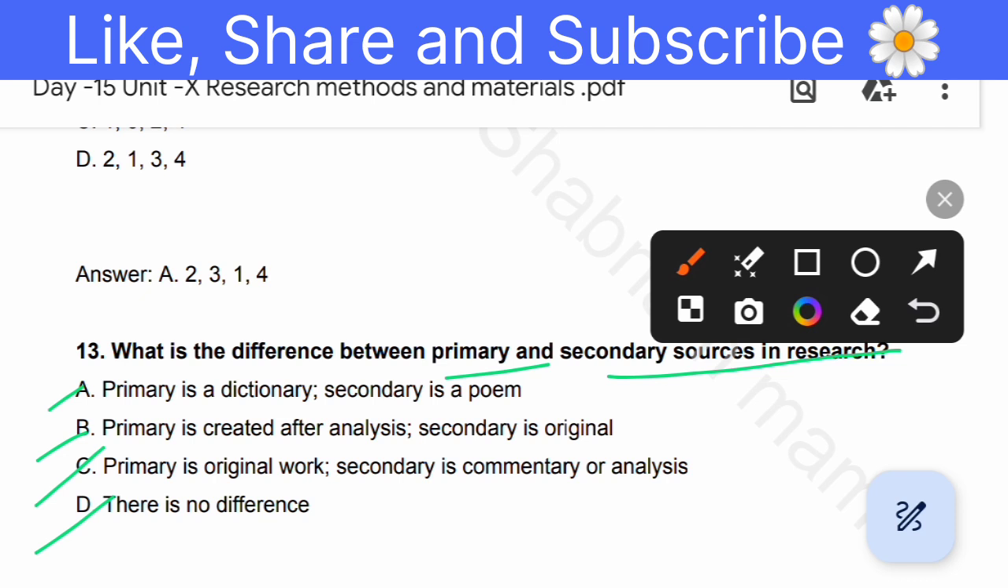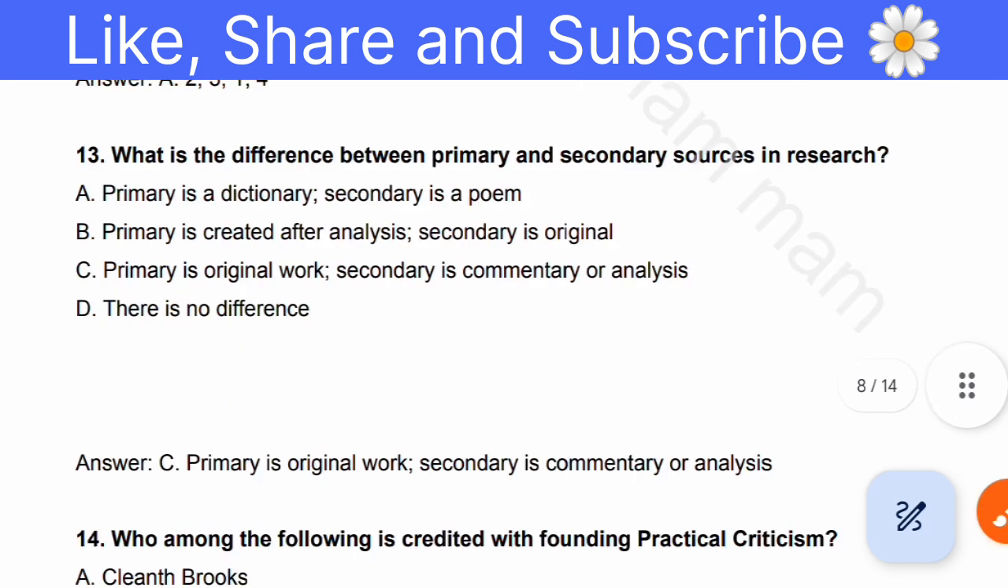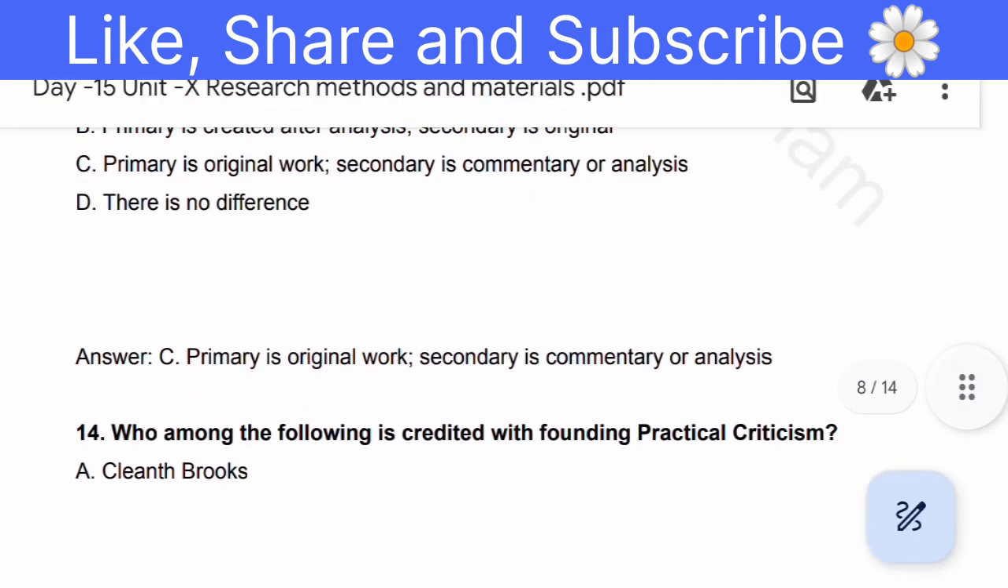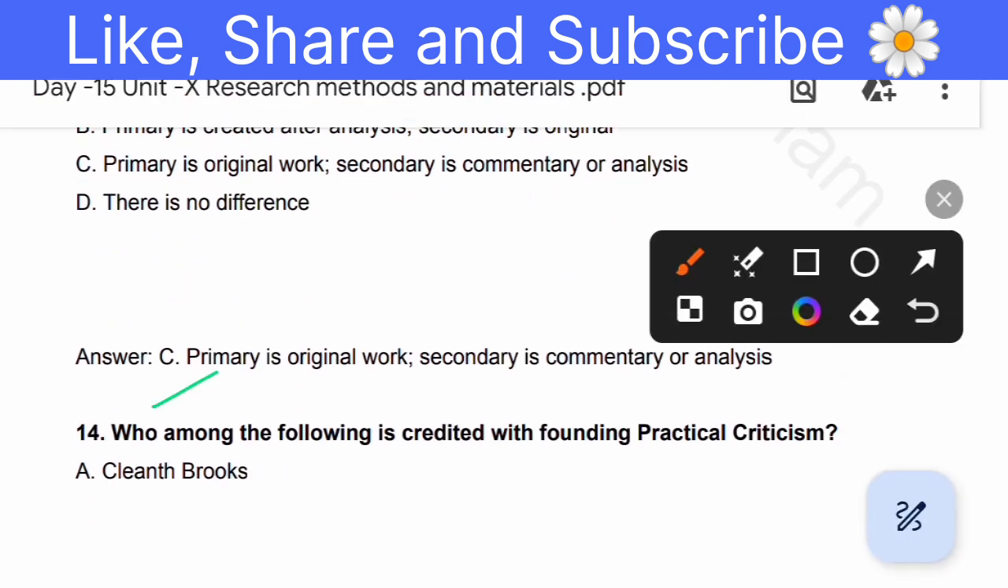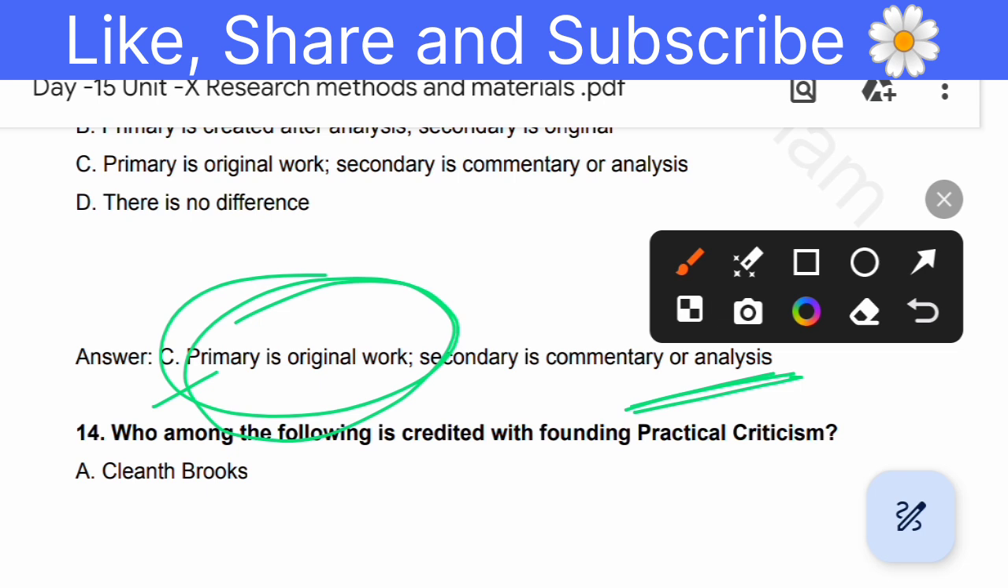We can say that none of the above, the fourth one, NOTA. Correct answer, everybody. We have to differentiate between the primary and secondary resource in research. So the correct answer of this question is going to be the option C, that is primary is original work while secondary is commentary or analysis. Primary is original. Next question.